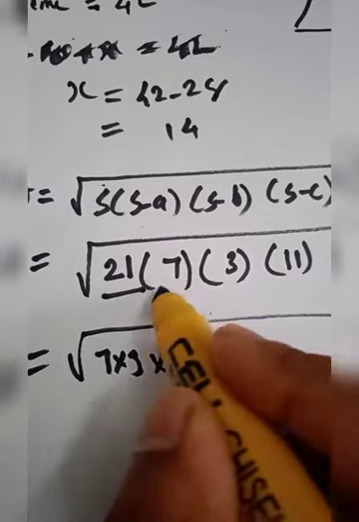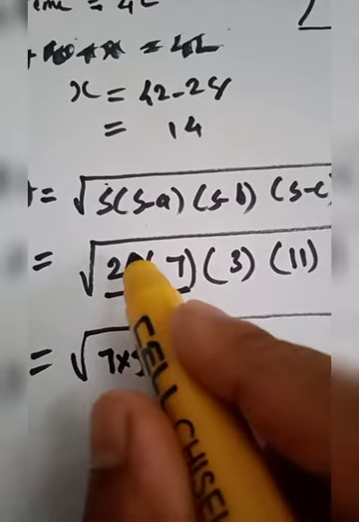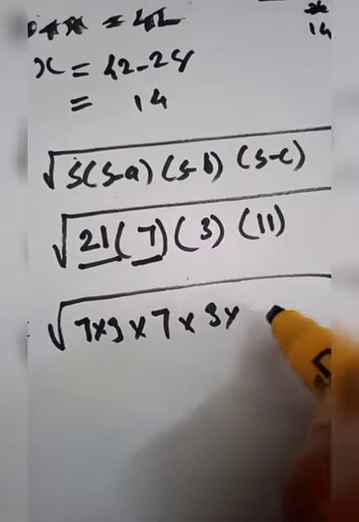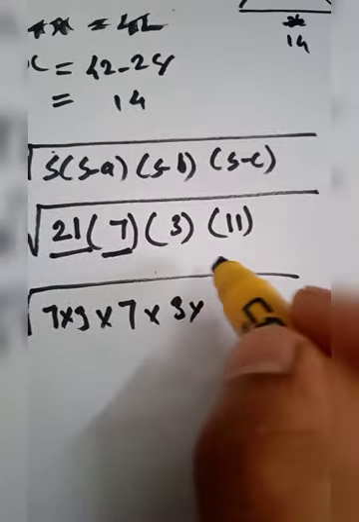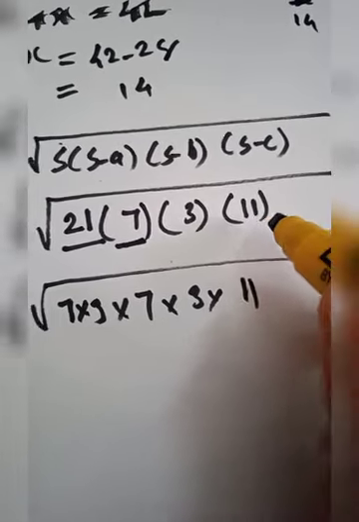At that particular time you are supposed to maintain this 7 as it is. We express 21 as 7 into 3 because 7 into 3 is 21. Then this 7 as it is and this 3 as it is, and this 11 as it is, because we cannot write 11 as a product of any numbers. 11 is a prime number. Only one way is 1 into 11. There is no other way of representation.